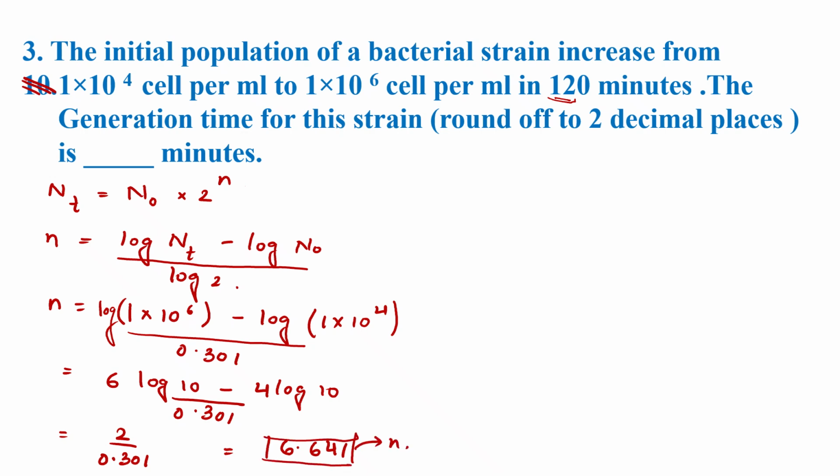Now generation time is equal to time divided by n. The time has been given, that is 120 minutes, and we have to find the answer in minutes, so no need to convert it. That is 120 / 6.641. So G is equal to 18.06. So our answer will be 18.